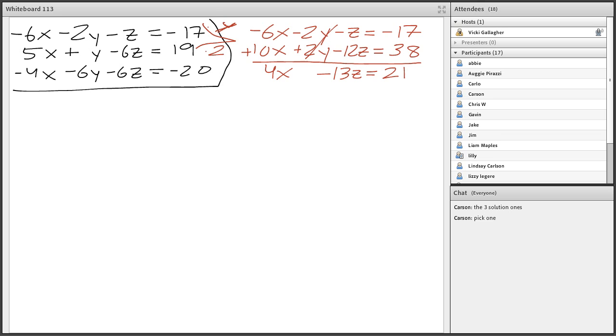So I'm going to go ahead and do the second and third. And this time I'm going to multiply the second equation by a 6. Okay, so 6 times the entire second equation, so that's 30x plus 6y minus 36z, and then 19 times 6 is 114. Now the numbers here are going to get pretty big, and that's okay. Don't worry or stress if the numbers are looking huge. That doesn't mean that you're doing anything wrong.